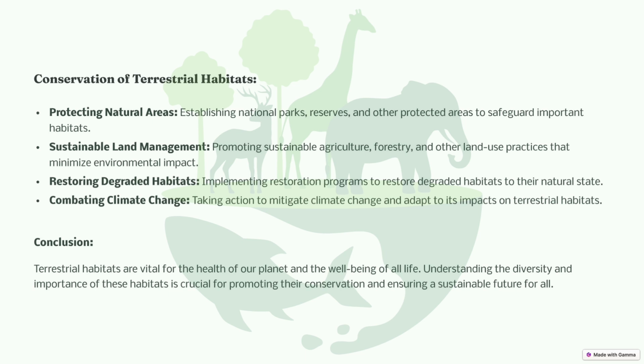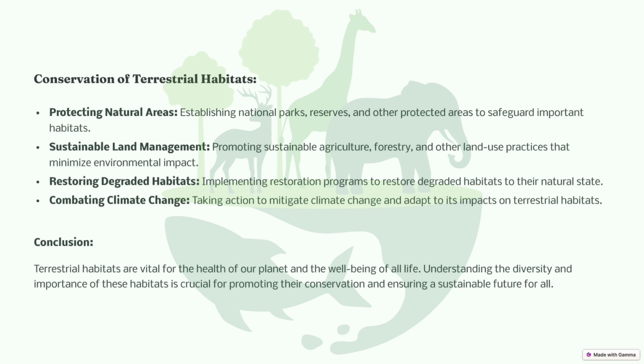So, this is very important. Taking action to mitigate climate change and adapt to its impacts on terrestrial habitats. So far, climate change is really the one affecting the terrestrial habitats. And at the same time, what we do to abuse our forests, right? For instance, our cutting of trees in the forests, the deforestation, and flattening the mountains. So it affects the habitats of the animals and the plants, right?